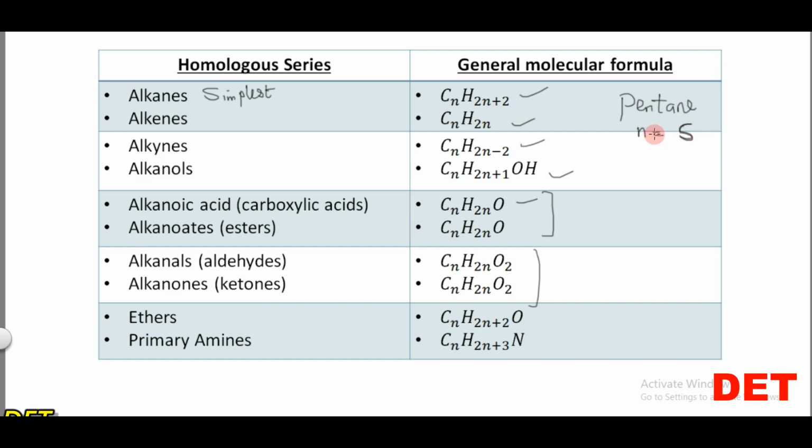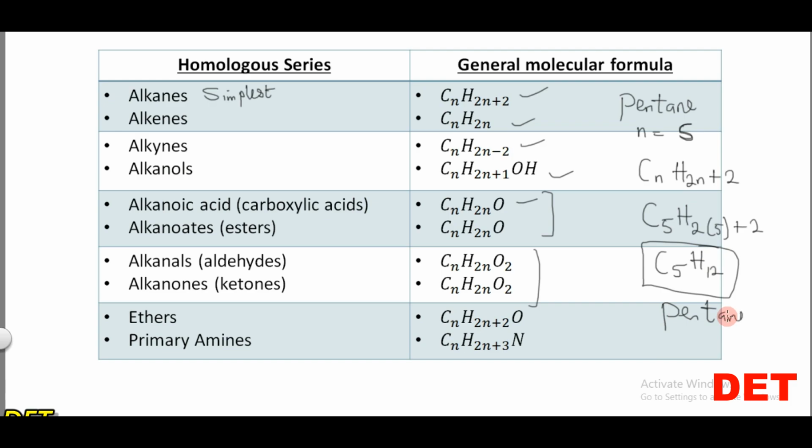So if I put n equal to 5 into this general molecular formula of CnH2n+2, what I'm going to have is C5, right? Because my n is 5 for pentane. H2 bracket 5 plus 2. So this will be C5. 2 times 5 will give me 10. 10 plus 2 will give me 12. So that's C5H12. This is the molecular formula for pentane. Alright.